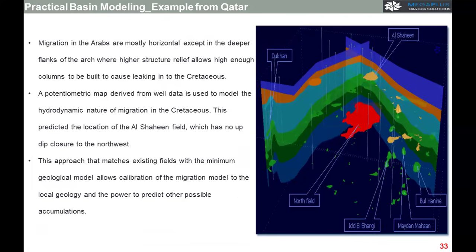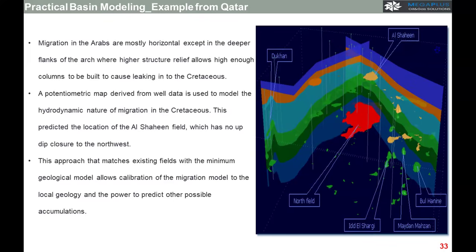Migration in the Arab horizon is most exhibited on the deeper flank. So less maturity have enough column to be built, cause leaking into the Cretaceous. Inside the model, all the model is valid. This map derived from the well data used hydrodynamic migration on the Cretaceous. This approach matches existing fields and the minimum geological model allows calibration of migration to the local geology of the field.